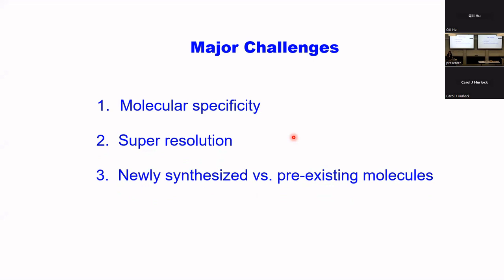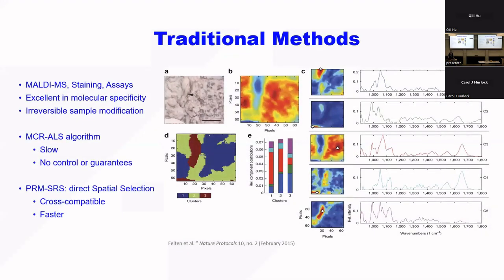And the third one here, the challenge for us is how we can distinguish the newly synthesized molecule, and you can distinguish this signal from new molecule from the old pre-existing molecules, and we can map out the real metabolic dynamics. So I will talk about one by one how we can select different molecules by molecular specificity approach. The traditional method in mass spec gives us a lot of inspiration.